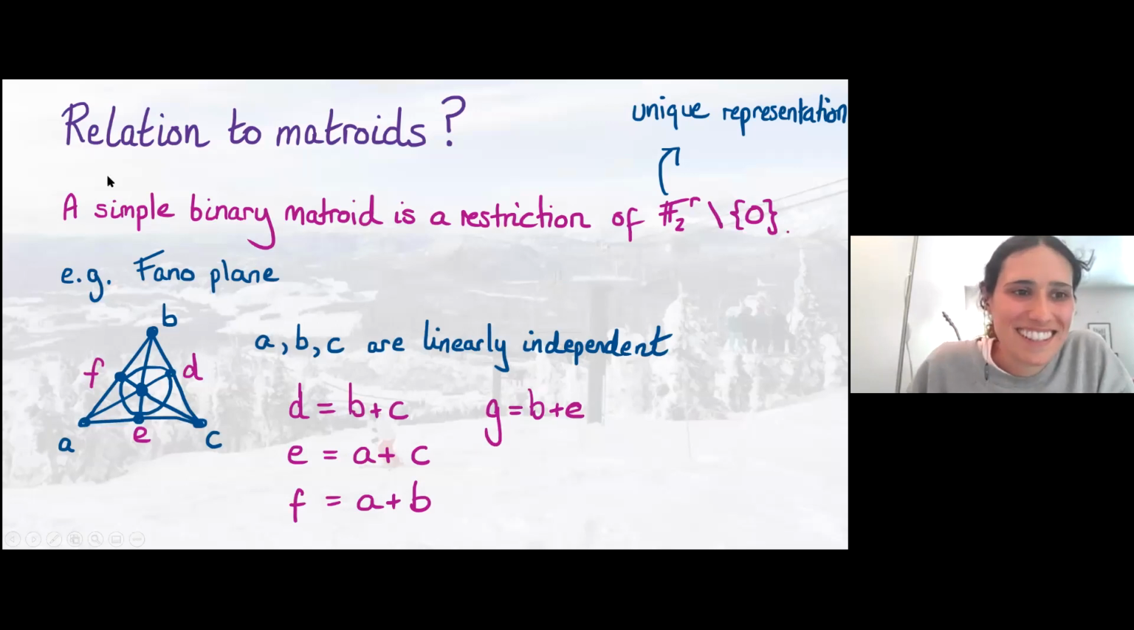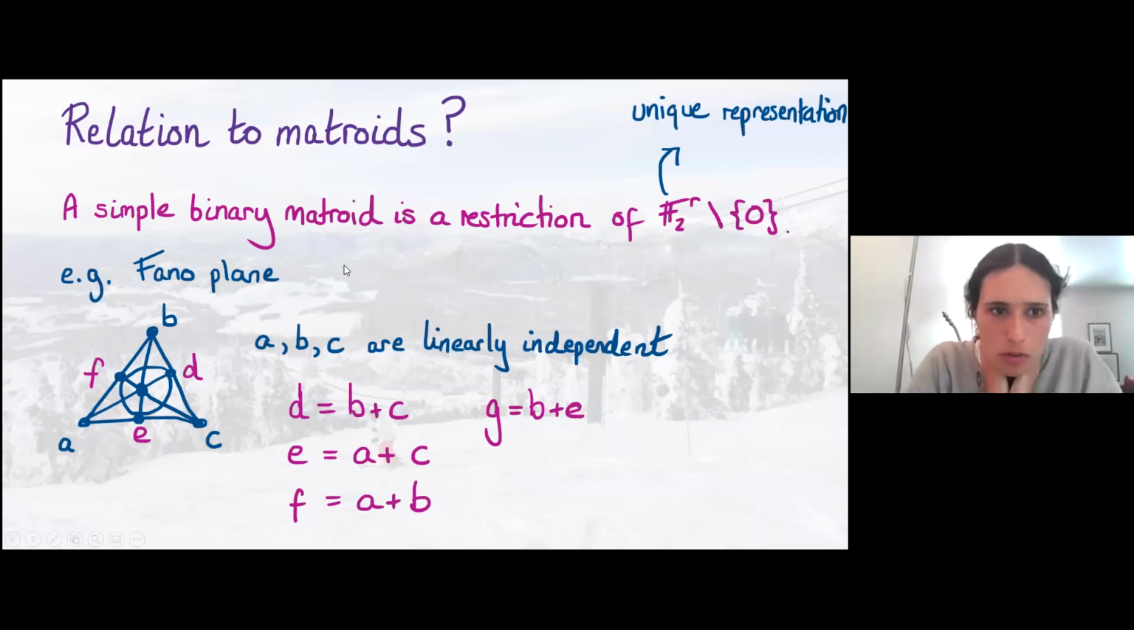So now I'm going to make a fool of myself by trying to say something about matroids. Does this have any relation to matroids? Well, a simple binary matroid is a restriction of F2 to the r, where you get rid of the 0. You can think about matroids over other finite fields, but this is nice because they have a unique representation over F2 to the r. It's easier to think about things when they have a unique representation.